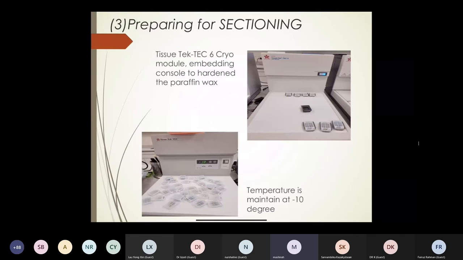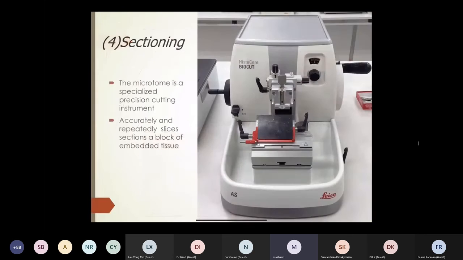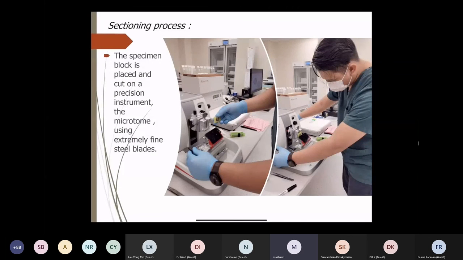And after that, the specimen block is allowed to solidify on a cold surface, and when set, the mold is removed. For the sectioning process, we need a microtome. It is a specialized precision cutting instrument. It accurately and repeatedly slices sections of a wax block. The block specimen is placed and cut on a precision instrument using an extremely fine steel blade.